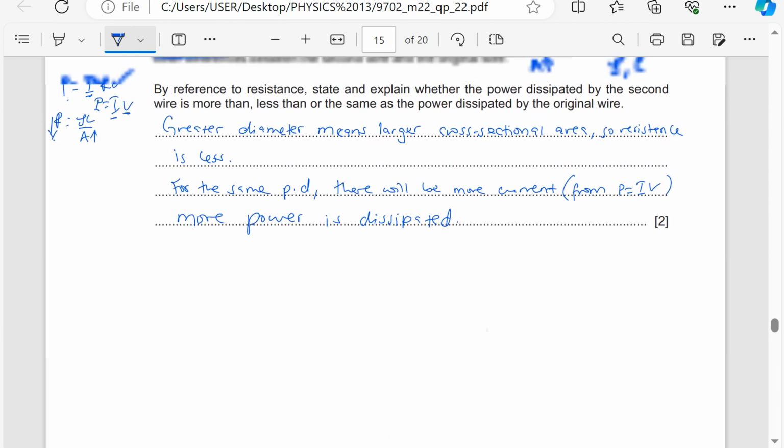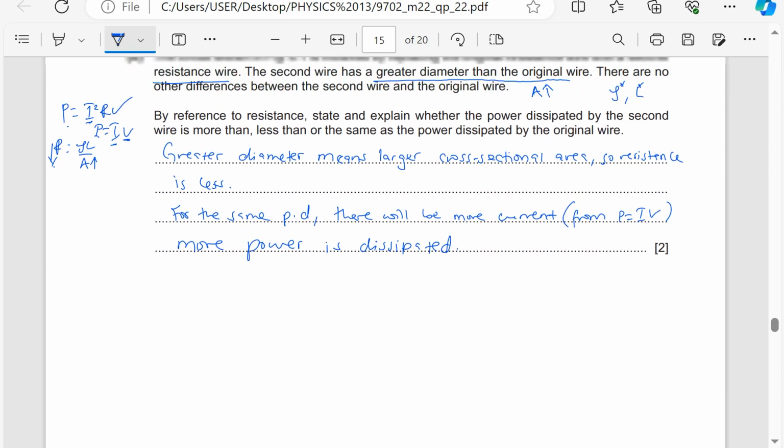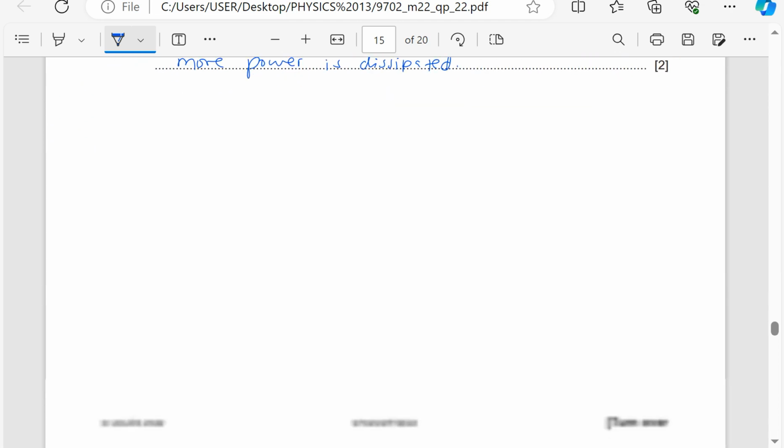So we are saying because the cross-sectional area was increased, the resistance is smaller. If the resistance is smaller, for the same PD, the current is greater. And from power is equal to IV, if V is constant, the current has increased, so the power dissipated has increased. Even if I use power is equal to I squared R, remember R has decreased, but the current is squared. The current has increased, but it is again squared, so the power is again going to be increased.